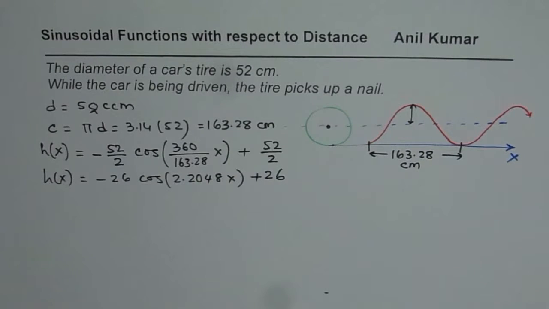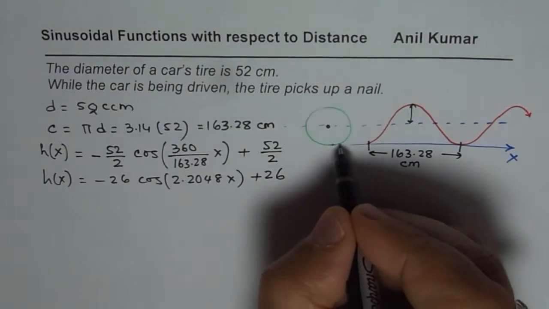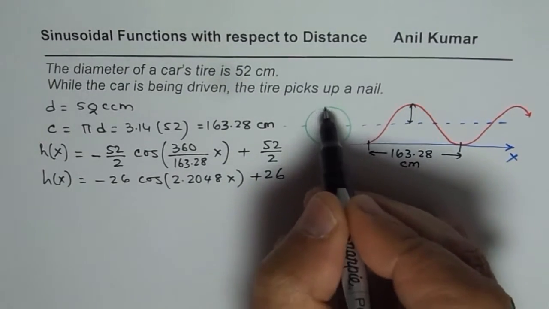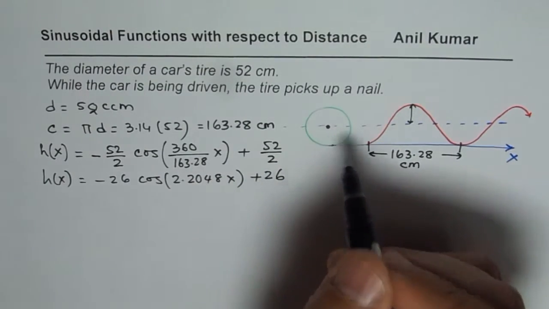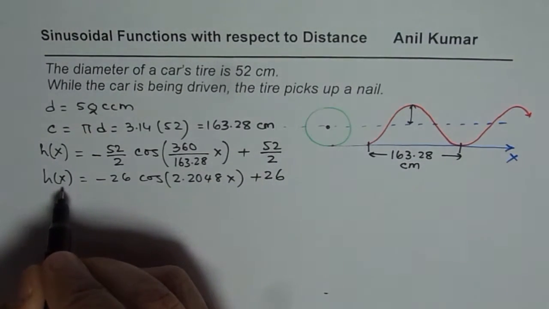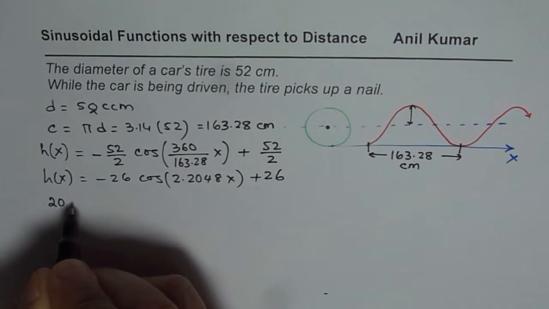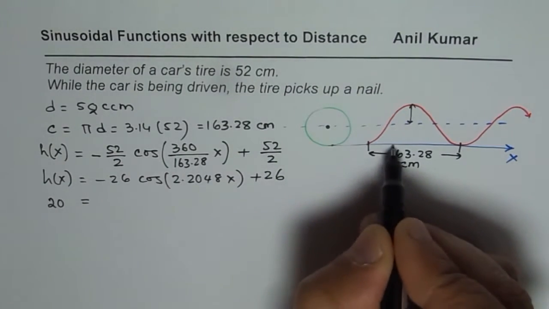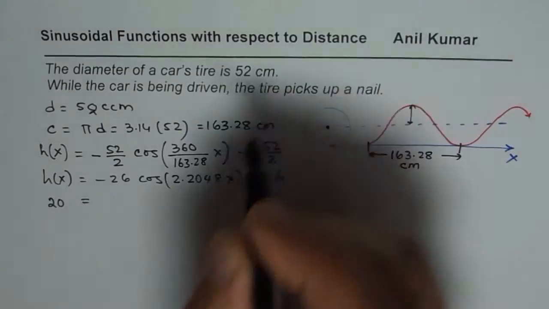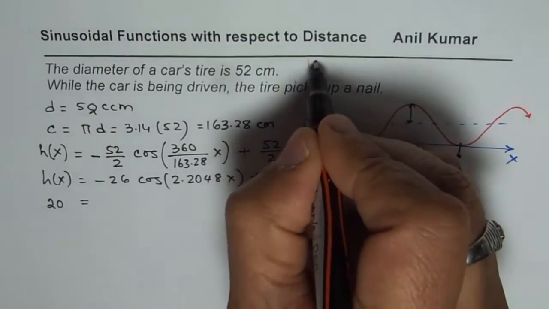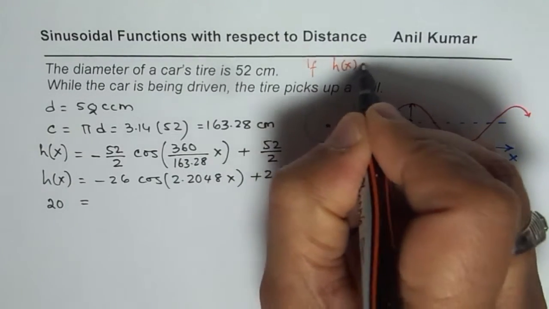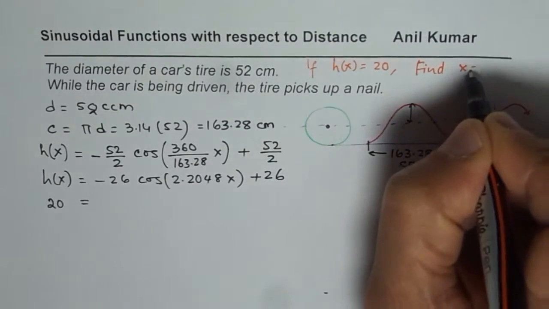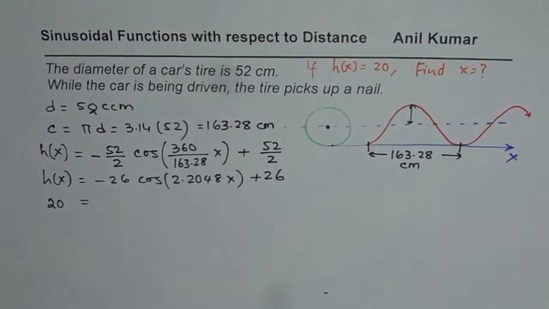Now in this part of the video, what we will do is, if we know the height of the nail, we know the maximum height could be 52, so it could be anywhere from 0 to 52 at any instance of time. So let us say that the height of the nail is 20 centimeters. Then we have to find the distance traveled horizontally by the car, okay? So the question here is, if the height of the nail is 20 centimeters, find x, right? That means the distance moved horizontally. So that is what we're trying to do.